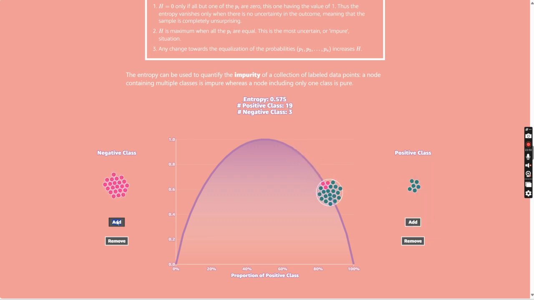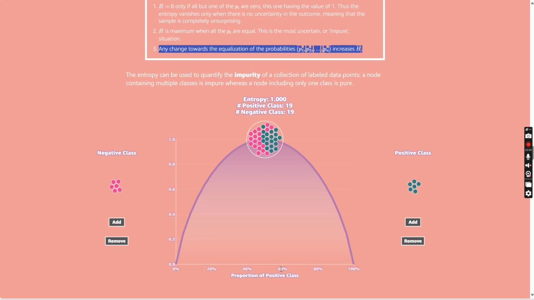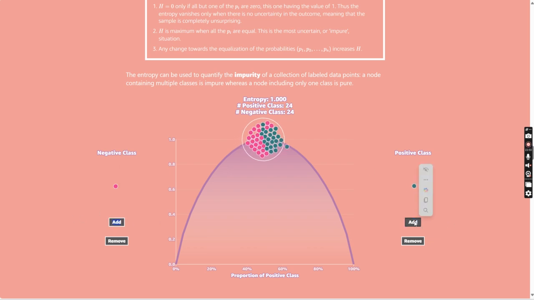But if I keep on adding back, that means if I add an equal number of negative class to positive class, entropy will be maximum. That is what we discussed in this point. If I add more data points, or maybe remove these ones, notice positive class is increasing, negative class is decreasing, entropy is decreasing, and we are approaching a pure split.